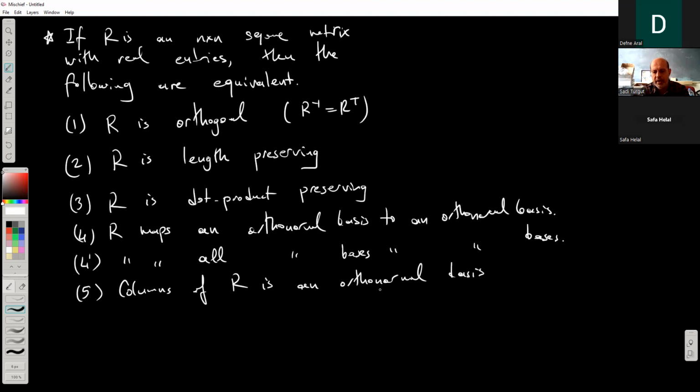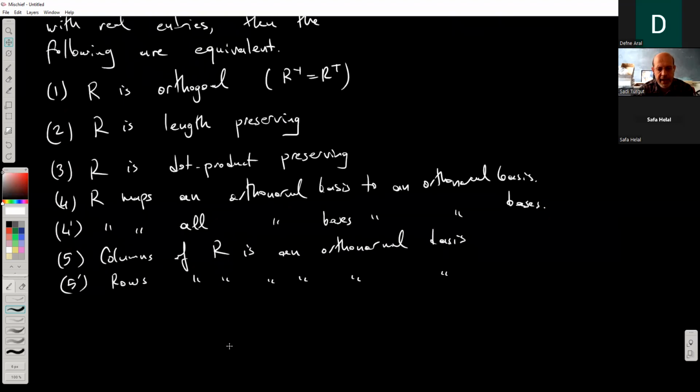I mean, above, I have just shown that this is equivalent to number 4 in here. So the same thing is true for the rows. That means I can take any of these as a definition of an orthogonal matrix. So as a result, it's useful from different points of view.